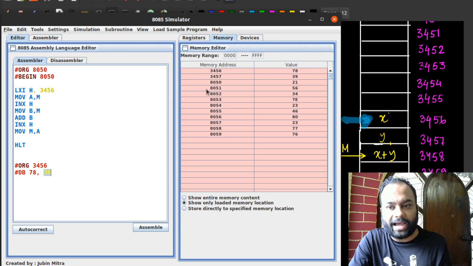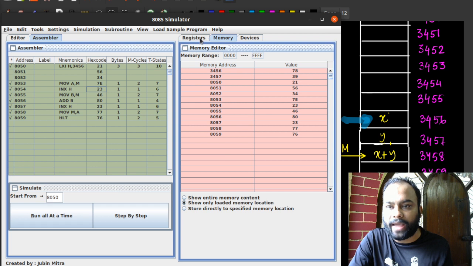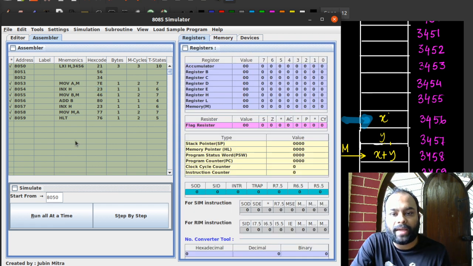So this is my data, and in these two memory locations I have my data, and the rest of it is the program. Anytime I want to change the data to add up two different numbers, I don't have to do anything with the program. All I have to do is change the data. So the data will change and automatically everything will work. So let's run the program.